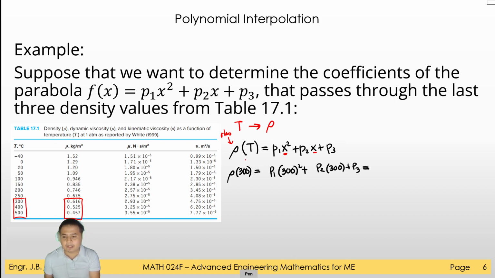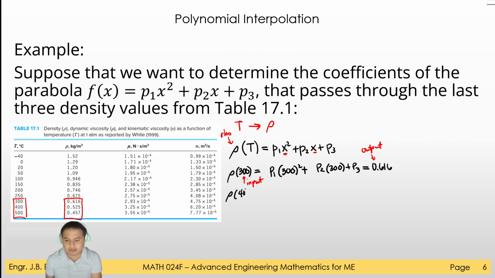So basically, the input is 300 and your output is whatever this is equal to, which is 0.616. So this is your output. We can create this equation, or we can create more. Since we have a quadratic function, we need 3 points. So these will be the 3 points we have here.